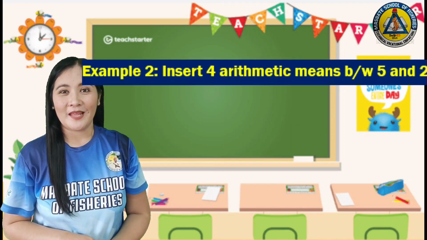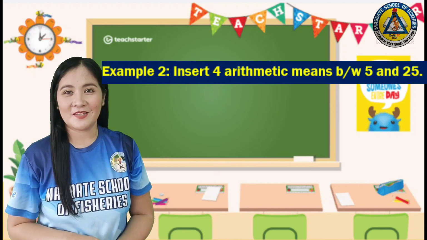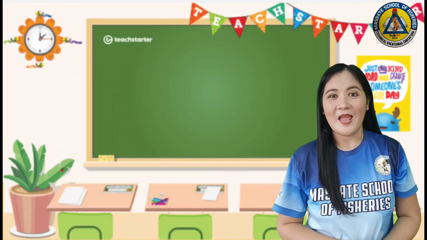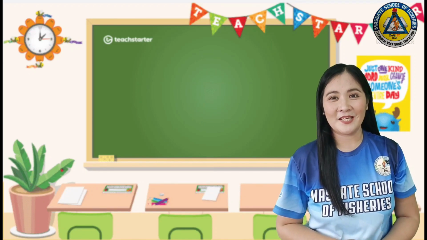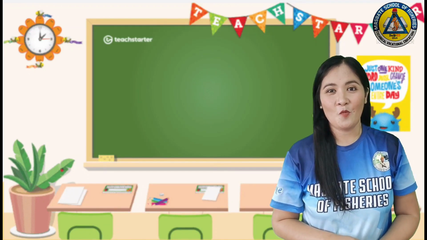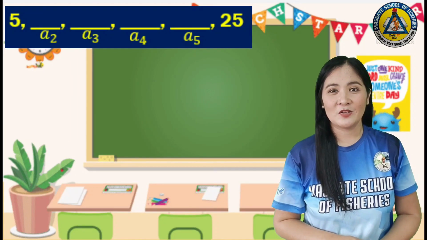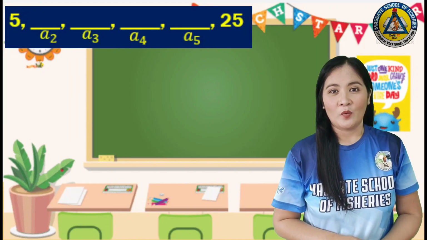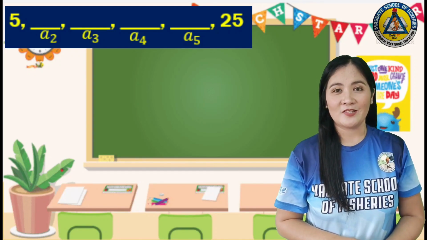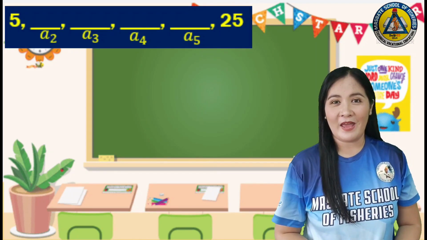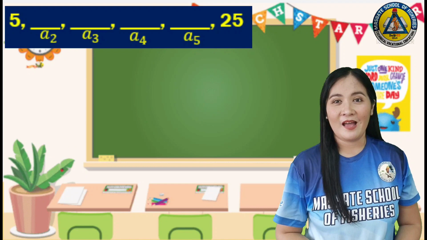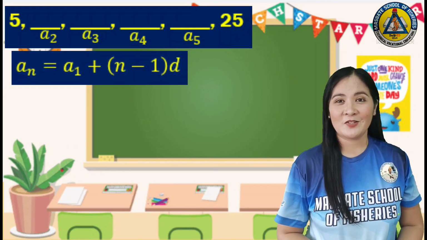Example number 2. Insert 4 arithmetic means between 5 and 25. Since we are required to insert 4 terms, then there will be 6 terms in all. Let a sub 1 equals 5 and a sub 6 equals 25. We will insert a sub 2, a sub 3, a sub 4, a sub 5 as shown above. We need to get the common difference. Let us use the formula a sub n equals a sub 1 plus n minus 1 times d.